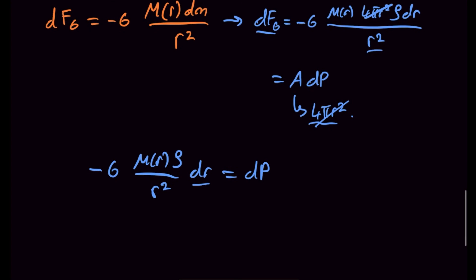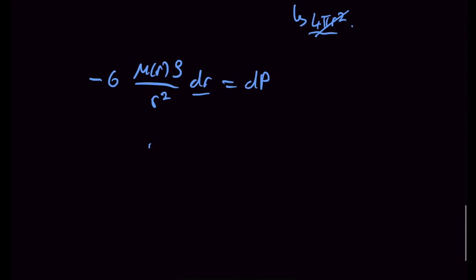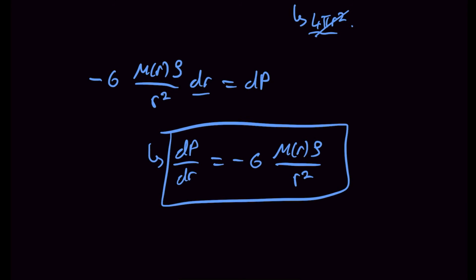We can differentiate both sides by dr and get that dP over dr is minus G m_r rho divided by r squared. And this is what we were looking for. This is the hydrostatic equilibrium equation.